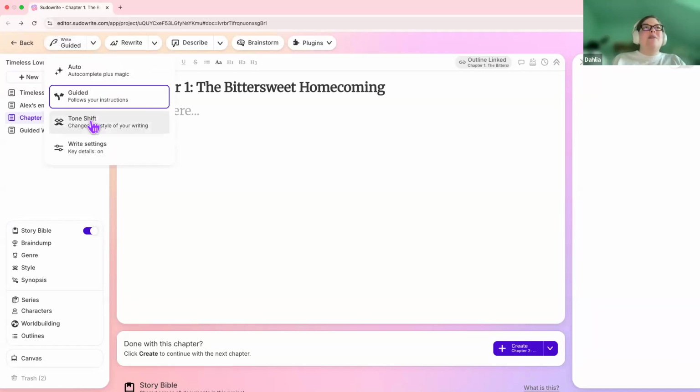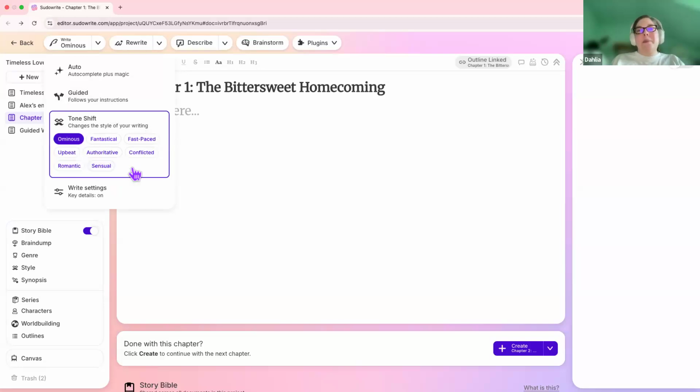There's also this feature, which is called tone shift, which adjusts the tone of a scene. For example, it would change a lighthearted moment to something ominous. And while this feature can be helpful, I personally prefer using guided write for tone changes, as it gives more control over the final result, and you can just add in a prompt like, change the atmosphere to be more ominous, and that also works well.